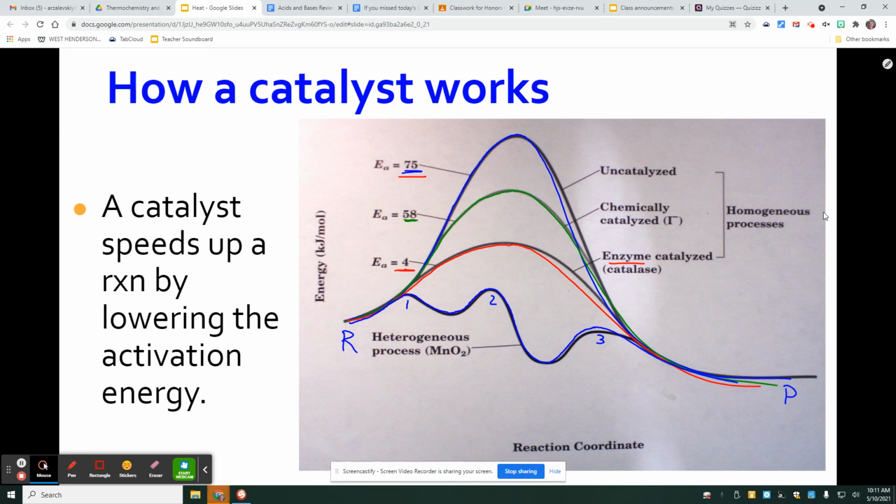Now this last little bit is a little beyond this particular course, but I did want you to know what was going on. The main purpose of this graph, though, was to show you that a catalyst speeds up a reaction by lowering the activation energy, so it makes that hill smaller.